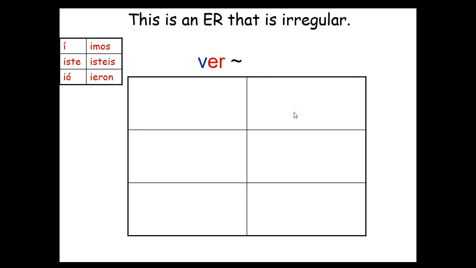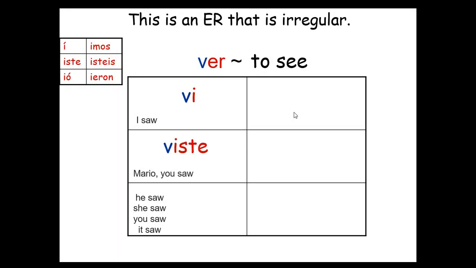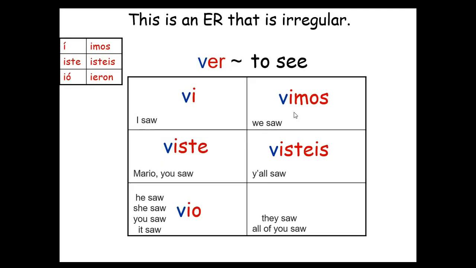Now there's an ER verb that is irregular because you take off the ER and all that's left is the V. And we add the ending to that. So ver, to see. So I saw, vi. Notice there's no accent mark on this one, and that's because it's irregular. Mario, you saw, viste. He, she, you, or it saw, vio. Again, there's no accent mark because it's irregular. We saw, vimos. Y'all saw, visteis. They saw, or all of you saw, vieron.